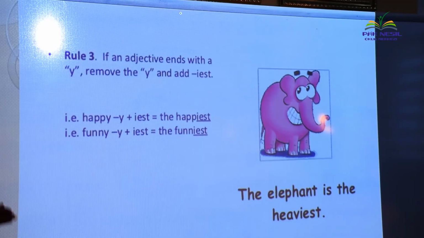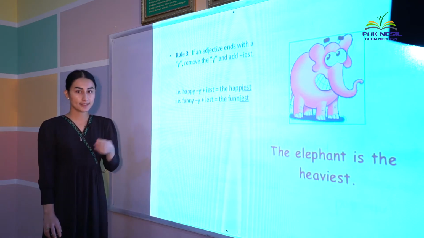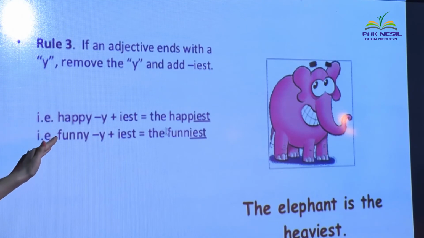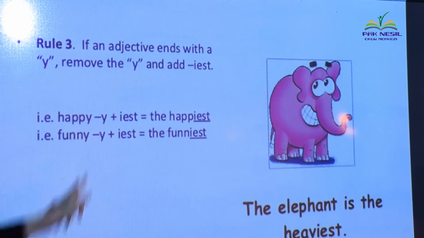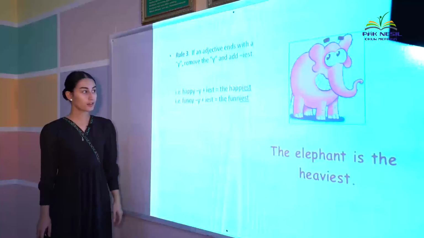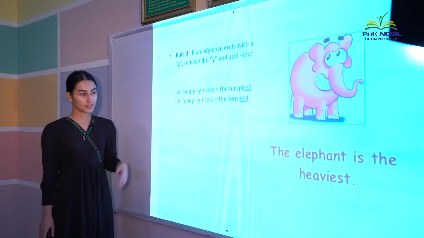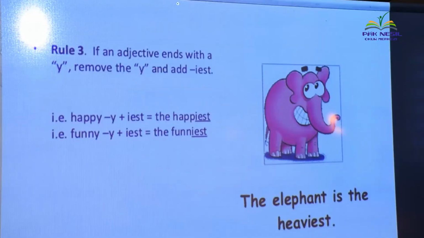And here we have a third rule. If an adjective ends with y, what do we have to do? We have to remove y as in the comparative adjective, and instead of y, we have to use i, e, and st. For example, you know we have happy and funny. Both of them end with y. That's why we have to remove y. For example, happy, happiest, then funny, funniest. Let's give an example. The elephant is the heaviest animal.